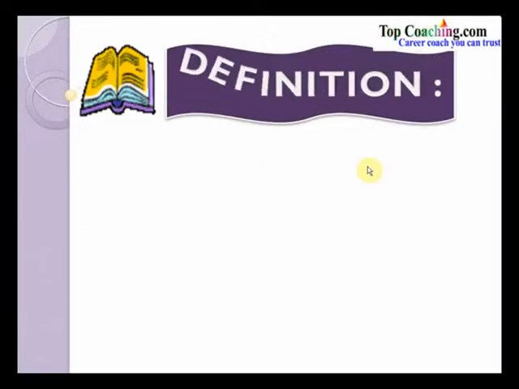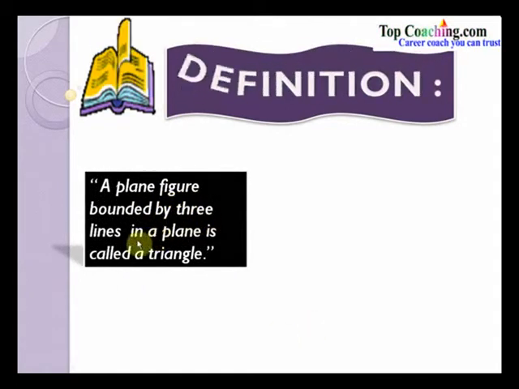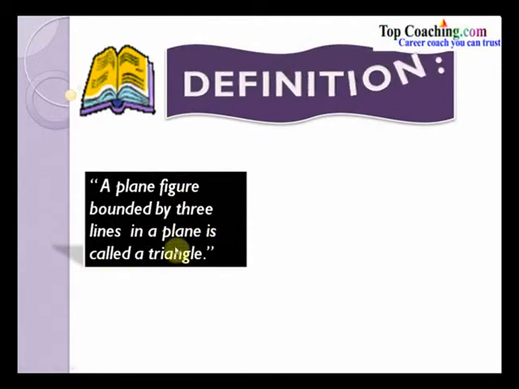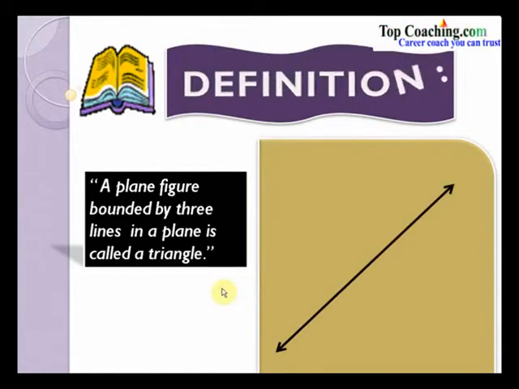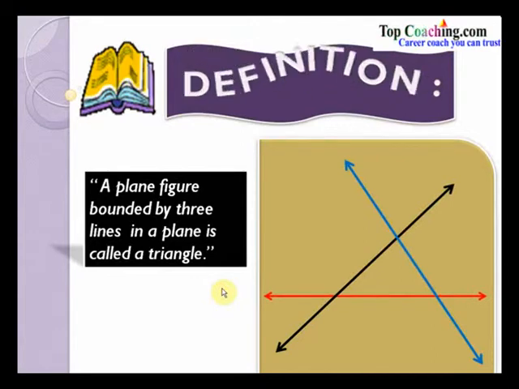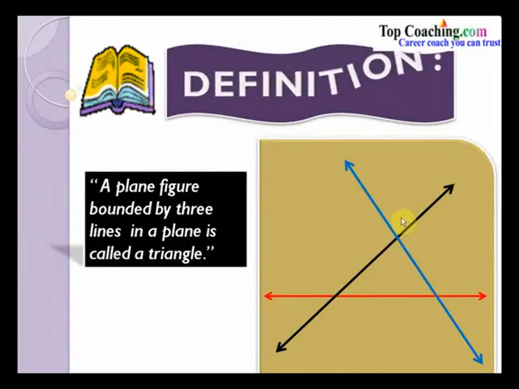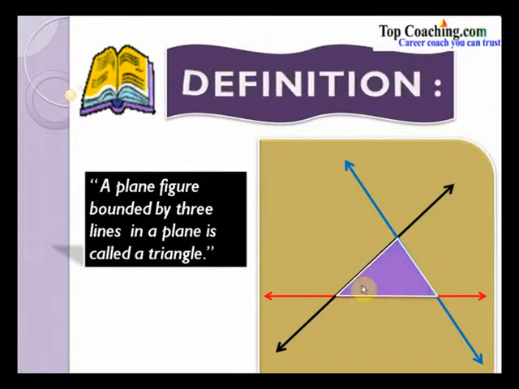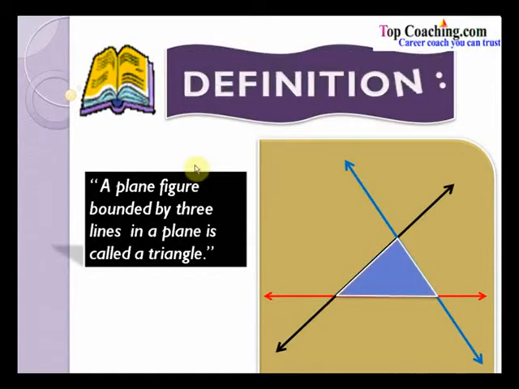So first of all, let's look at the definition of a triangle. What is the mathematical definition of a triangle? A plane figure bounded by three lines in a plane is called a triangle. This is a plane in which this is one line, this is the other line, and this is the third line. Now we see that there is a figure bounded by these three lines, the red line, the blue line, and the black line, and this figure is known as a triangle. So this very figure which is bounded by three lines in a plane is called a triangle.